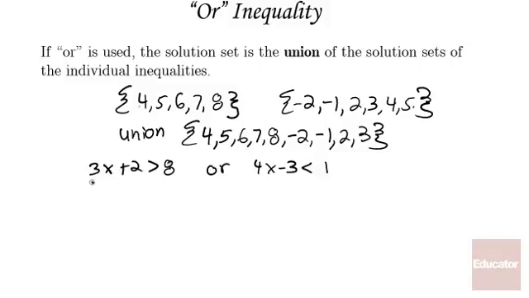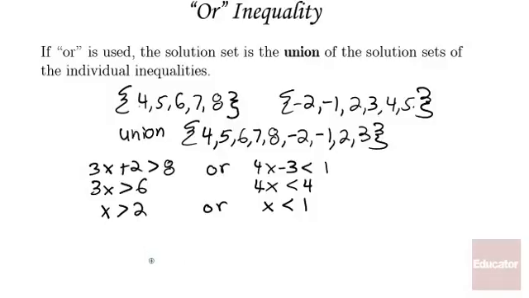First, solve each inequality. So 3x is greater than, subtract 2 from both sides. So 3x is greater than 6. Divide both sides by 3 to get x is greater than 2. Or, solve this one also. If I add 3 to both sides, I'm going to get 4x is less than 4. I'm going to divide both sides by 4 to get x is less than 1.